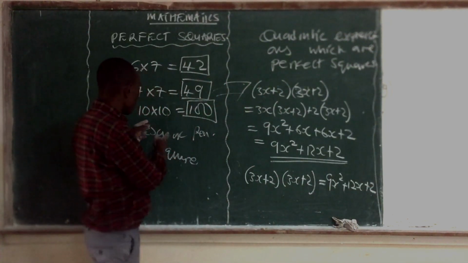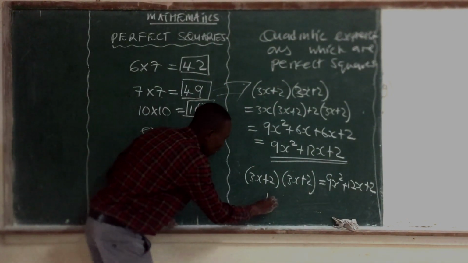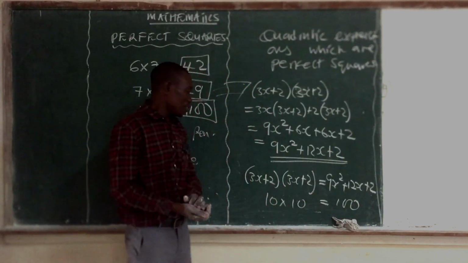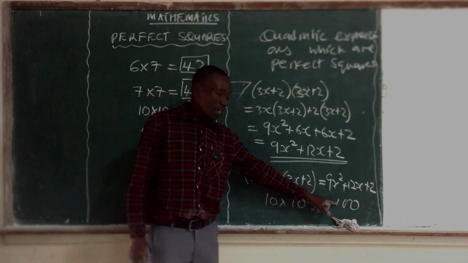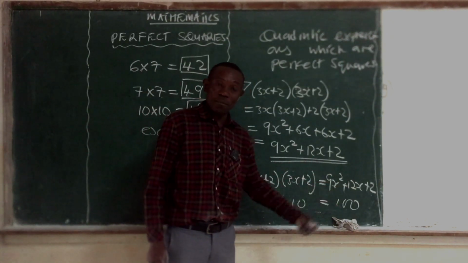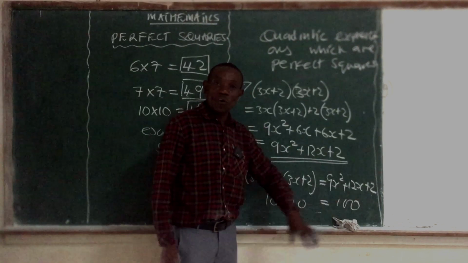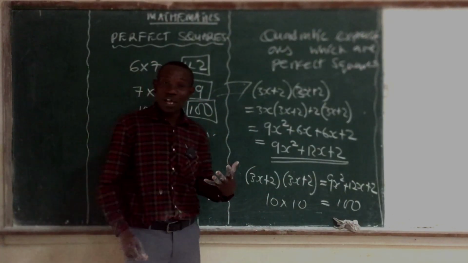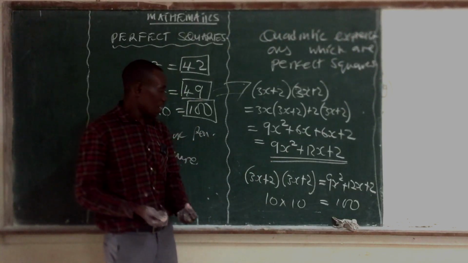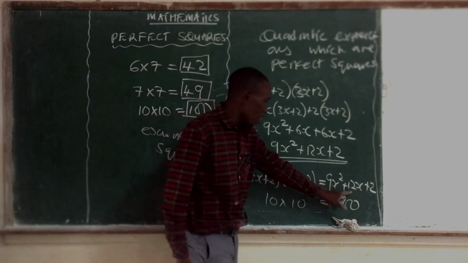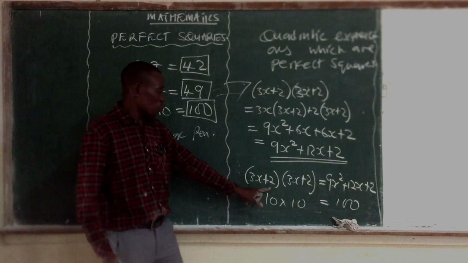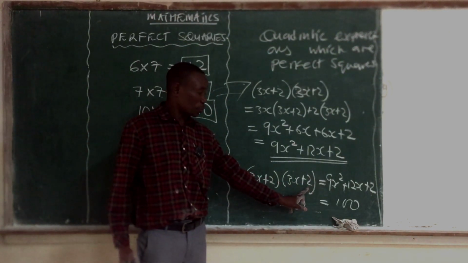Just the same as when somebody gets this number here, 10 multiplied by 10 gives us 100. So if we say 100 is a perfect square, coming from multiplication of two identical factors, then we're also going to say the same, that in quadratic expressions, we have some expressions which are also perfect squares. Like here, 9x squared plus 12x plus 4 is coming from the factors which are 3x plus 2 and 3x plus 2. Right.